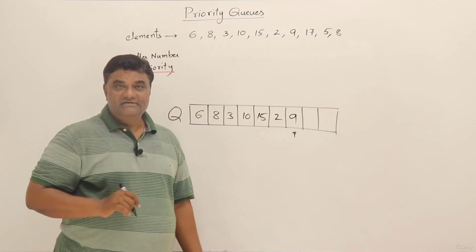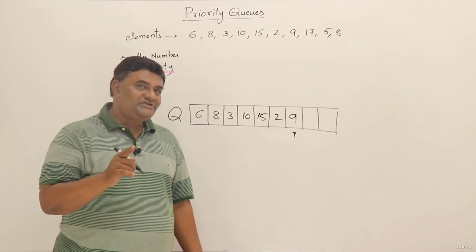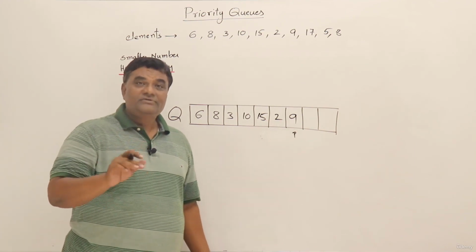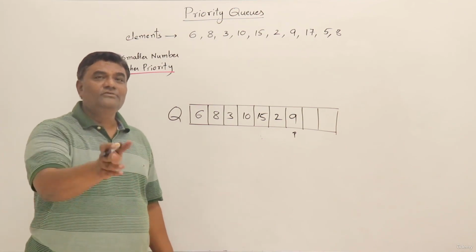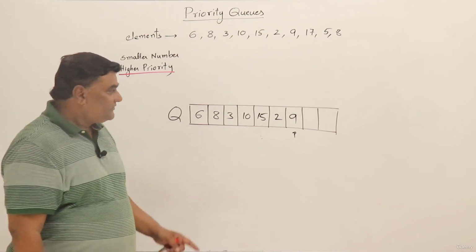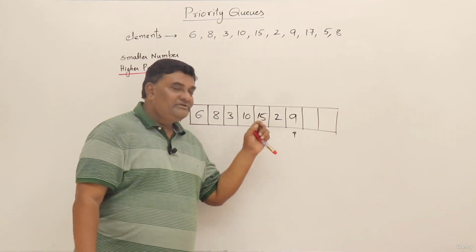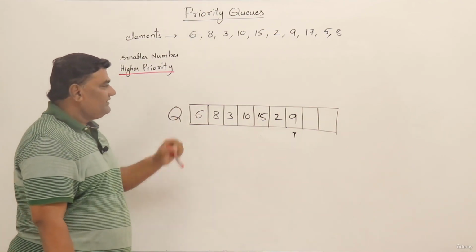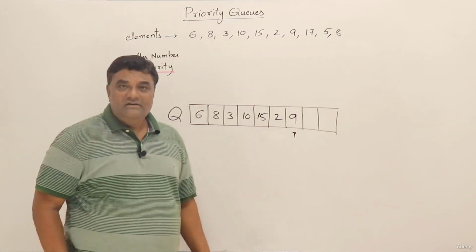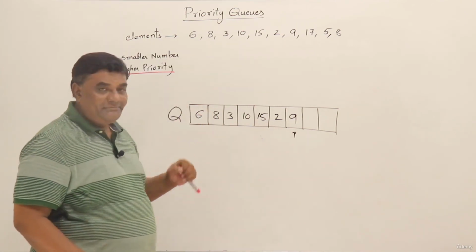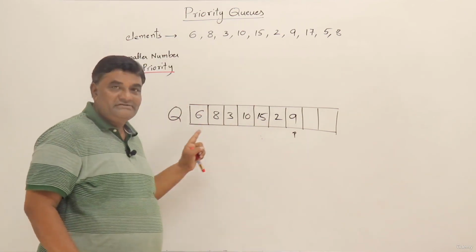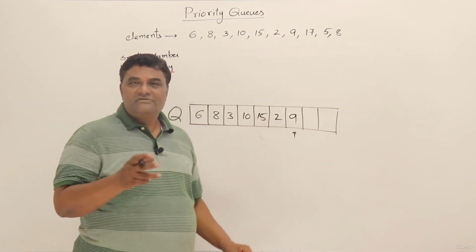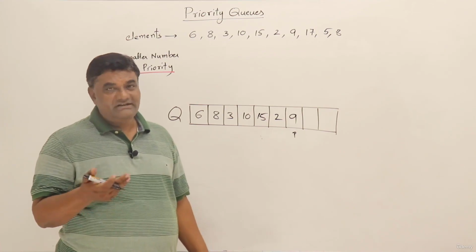Now I want to delete. So which element can I delete? I cannot delete any element that I like. I have to delete the highest priority element only. Then only we say it's a priority queue. So which is of highest priority? This 2 is of highest priority. As I said, smaller the number, higher the priority. Then how do I know which is of minimum value? Search for it. So first search, find out, then delete.